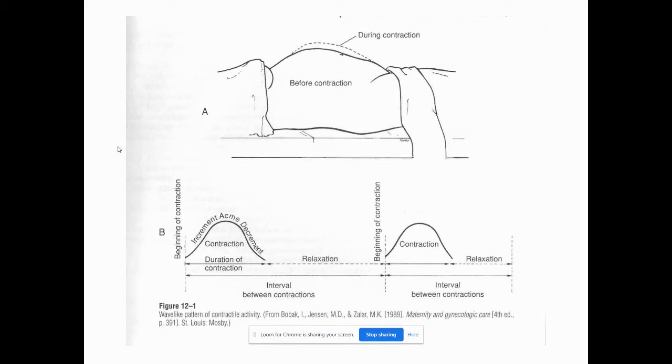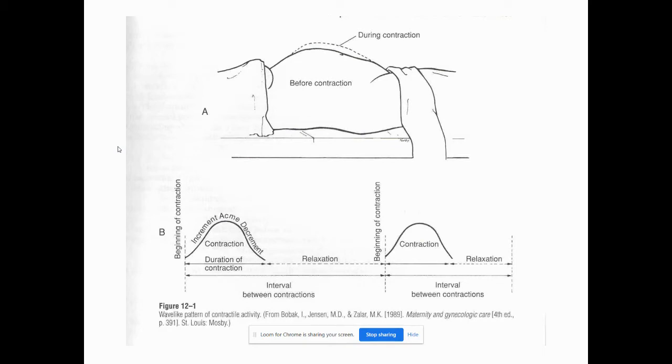Contraction cycle and pattern are described in terms, as we mentioned before, of frequency, which, recall, was the beginning of one contraction to the beginning of another. You might hear somebody say, oh, my contractions are 3 minutes apart. Okay, they're talking about that frequency. We also describe the pattern of duration. So that's the length of each contraction from beginning to the end in seconds. So we might say her contractions last 55 to 60 seconds.